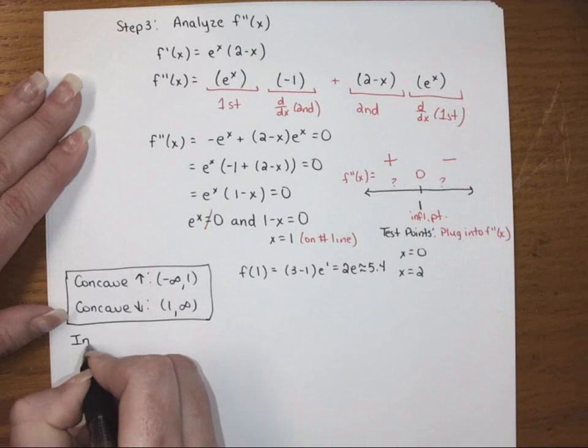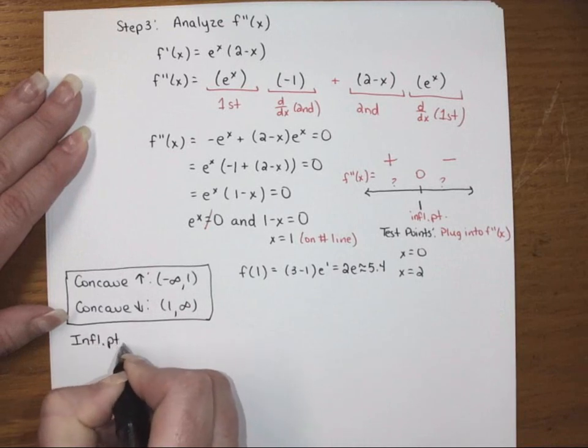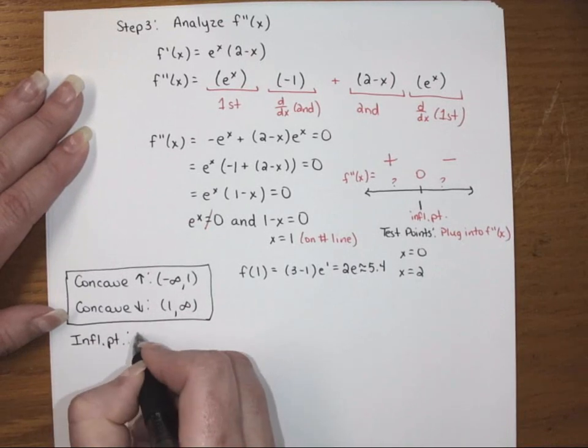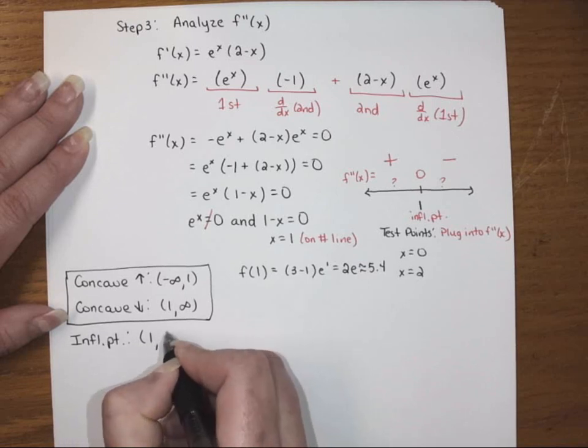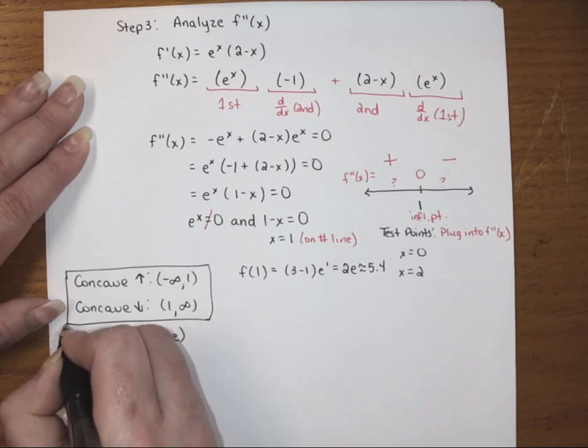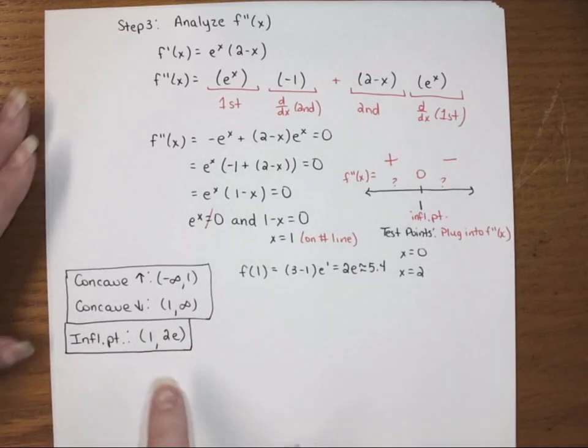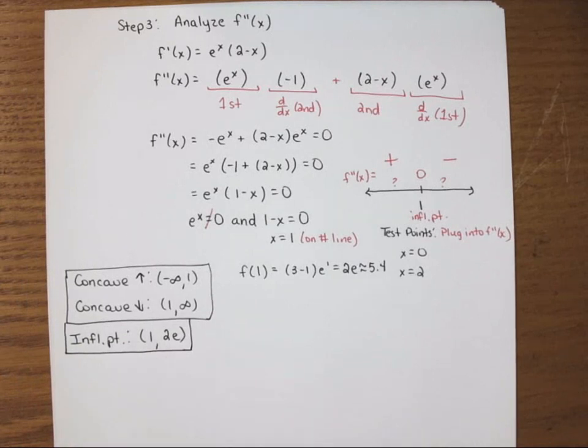So we have an inflection point, and the inflection point is at the point 1 comma 2e, or again, if my math lab wants decimals, then you would say 1 comma 5.4. Okay.